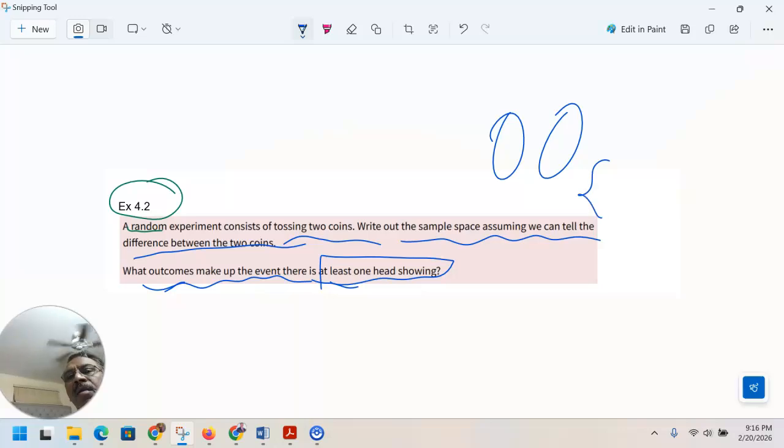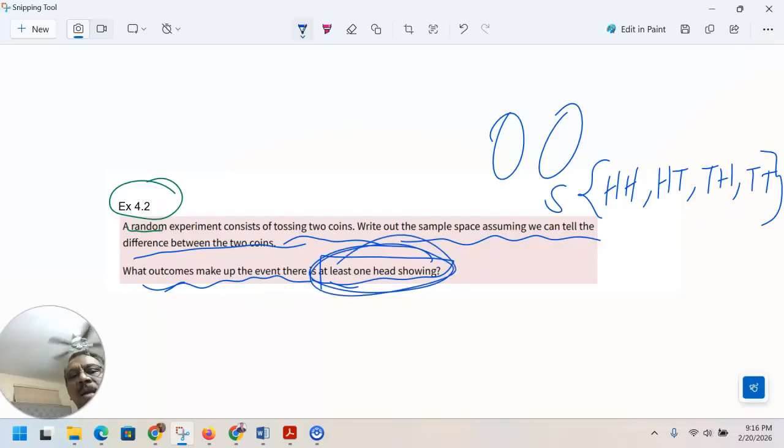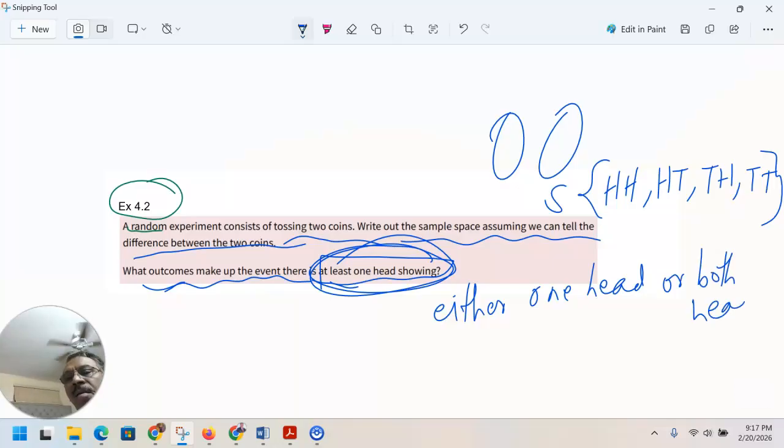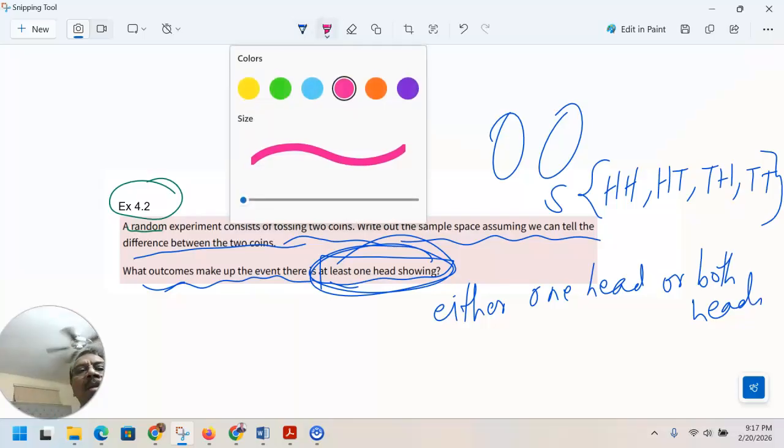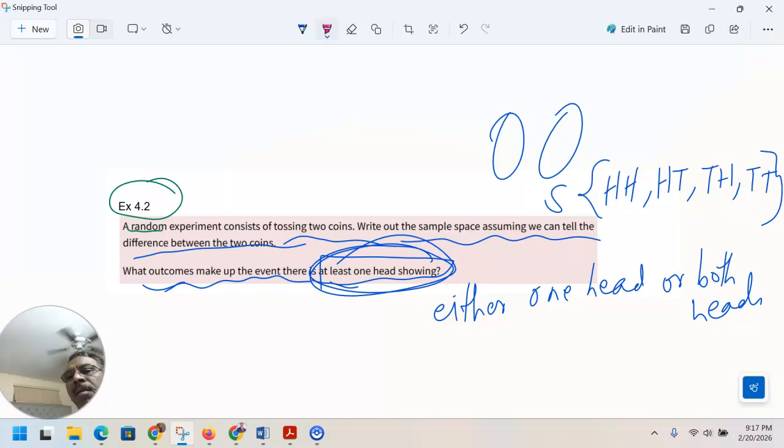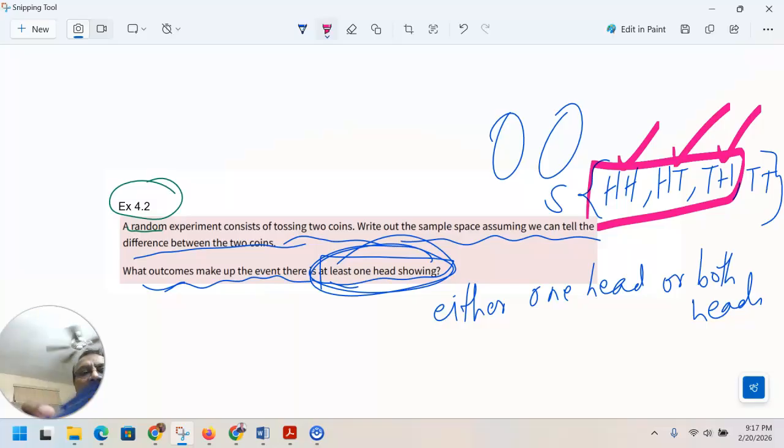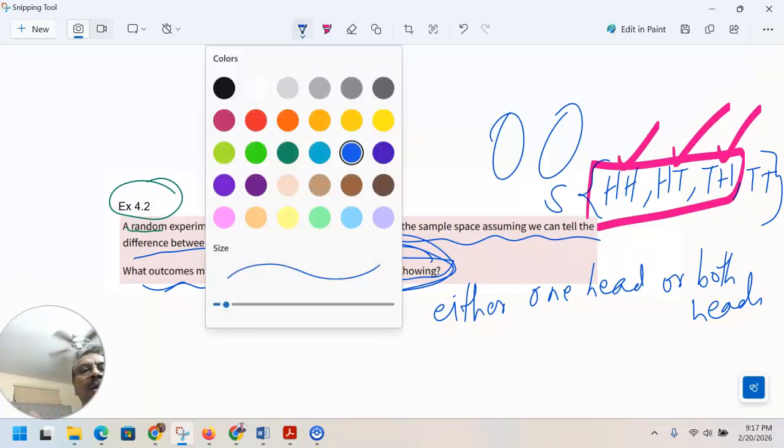So when you have this, the sample space is head head, head tail, tail head, tail tail, and these are four options. Among these, at least one head means you can have either one head or both heads. You can see from this example that this one has one head, this one has one head, and this one has both heads. So all these three. So when they ask you an event, it means a subset.